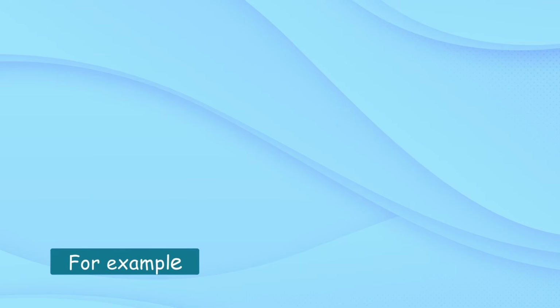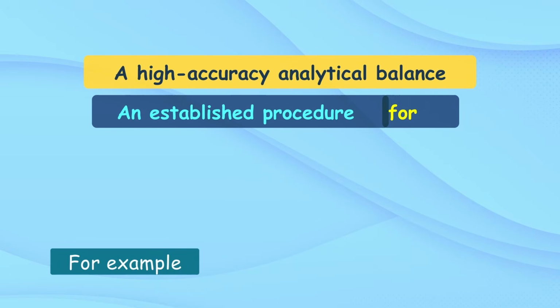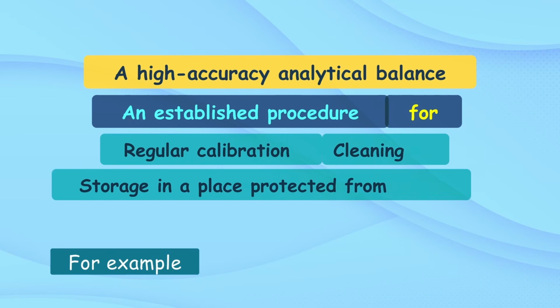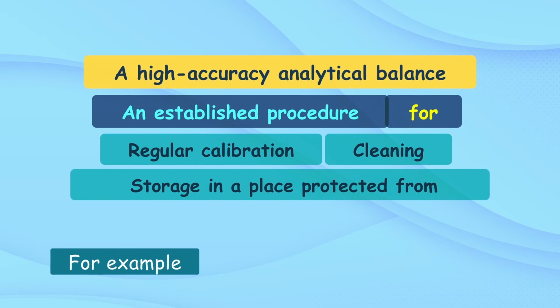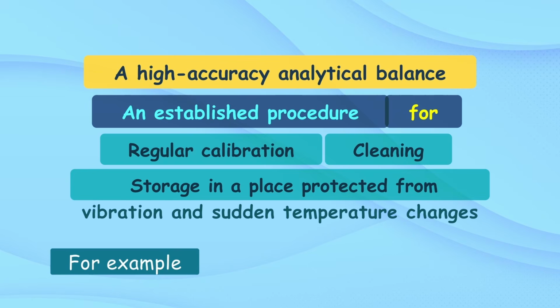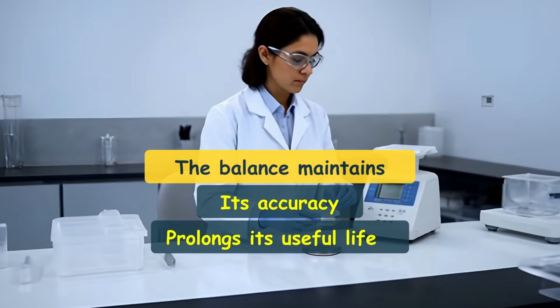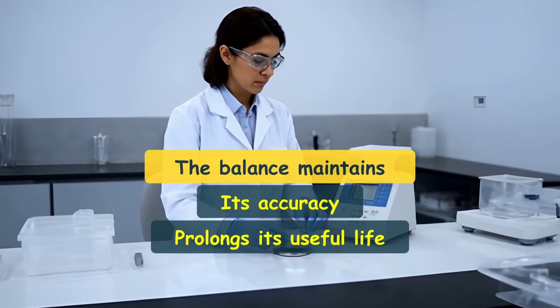For example, if a laboratory uses a high-accuracy analytical balance, it must have an established procedure for regular calibration, cleaning, and storage in a place protected from vibration and sudden temperature changes. This care ensures that the balance maintains its accuracy and prolongs its useful life.